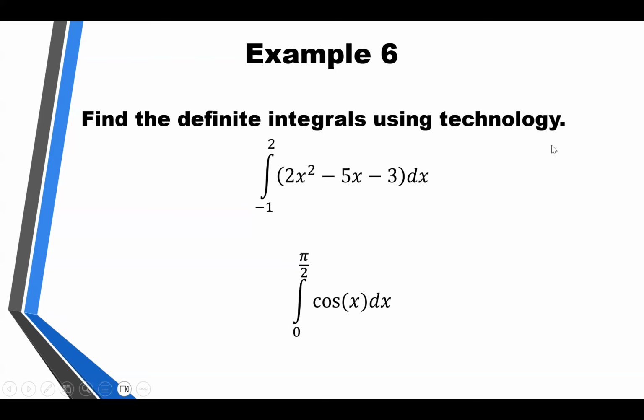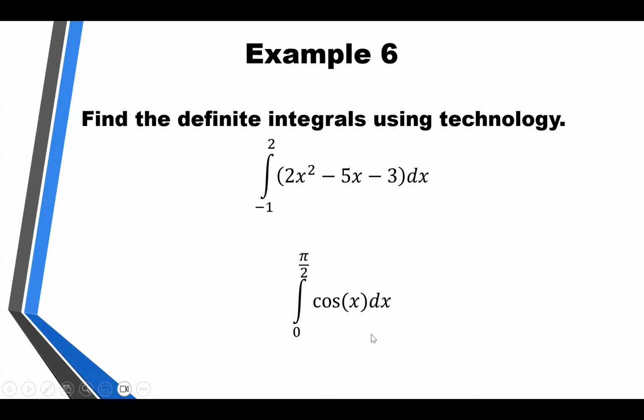And when I did that, I got negative 10.5 as this definite integral. So the signed area was negative for the most part. It wasn't always negative, but the signed area total is a negative 10.5 for the first one.